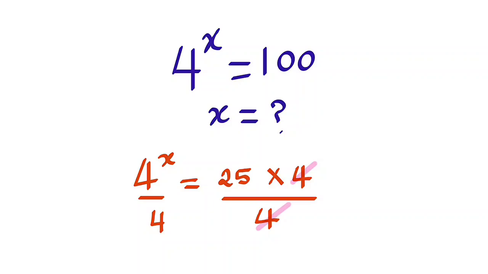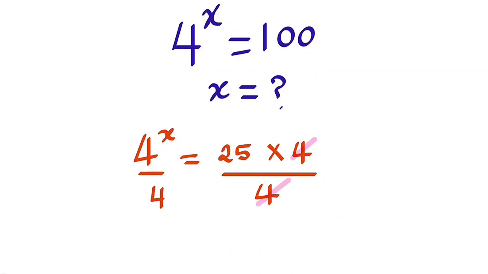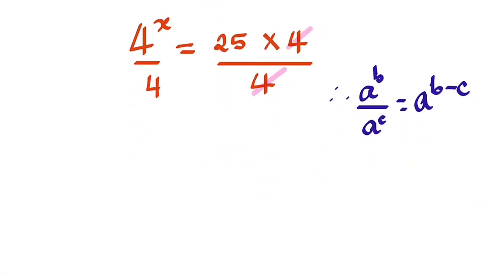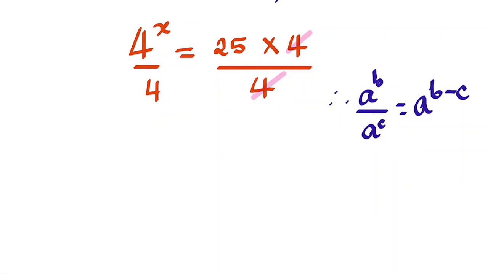We're going to have 4 to the power of x over 4. And here, from the law of indices, when you have a to the power of b divided by a to the power of c, this will be a to the power of b minus c. So that's what we're going to use there. Moving on, we're going to have 4 to the power of x minus 1 equals 25.